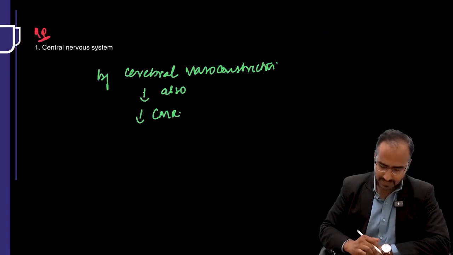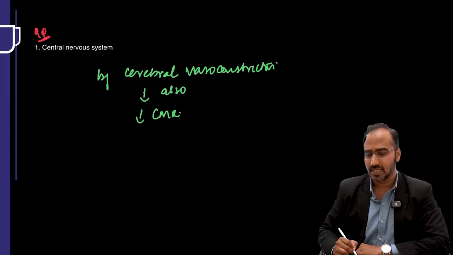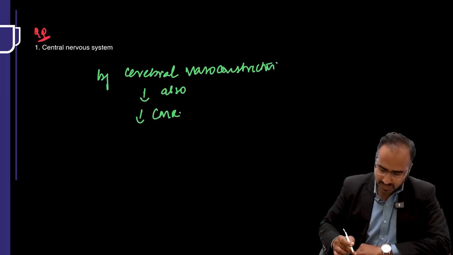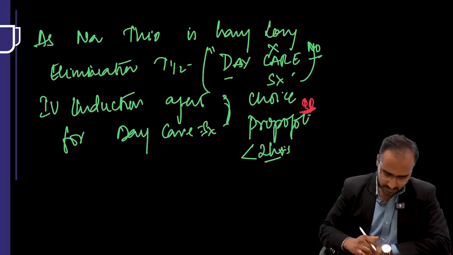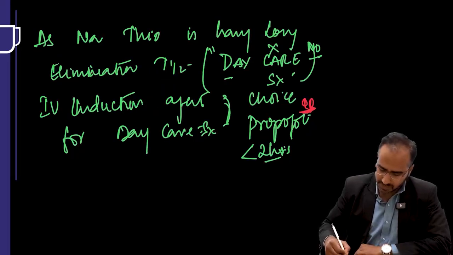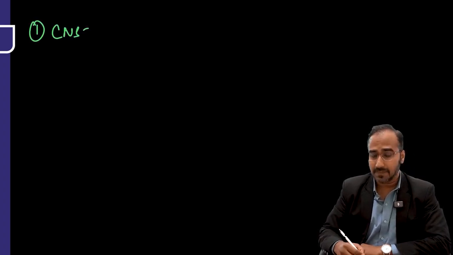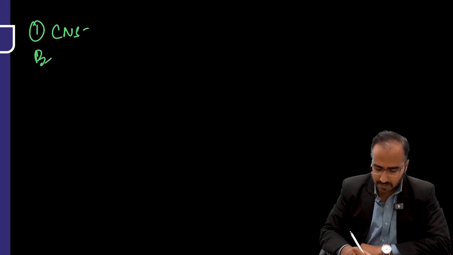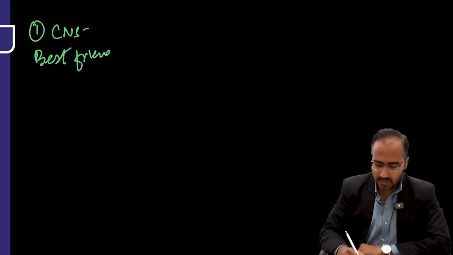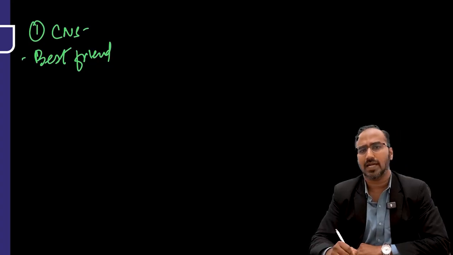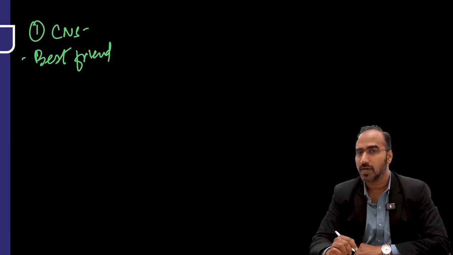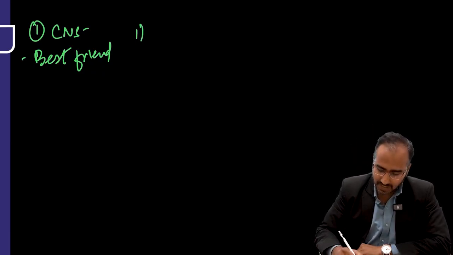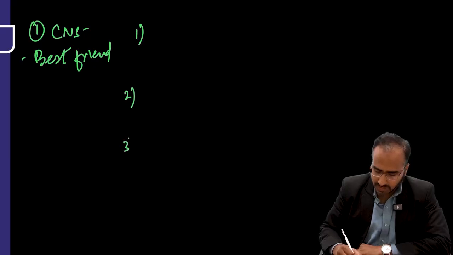Now, what is it doing to the CNS? Very, very important, guys. What does sodium thiopentone do to the CNS? As I am saying, it is a best friend, guys. Okay, a good friend will have one good quality. A best friend has 3 to 4 good qualities. So sodium thiopentone has 3 good qualities on the CNS.